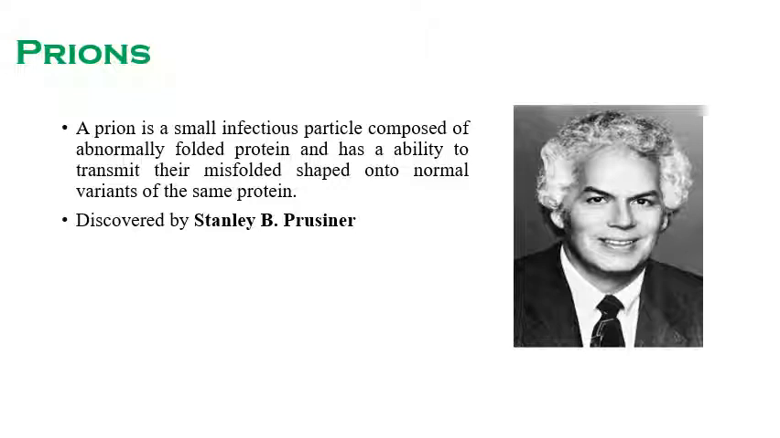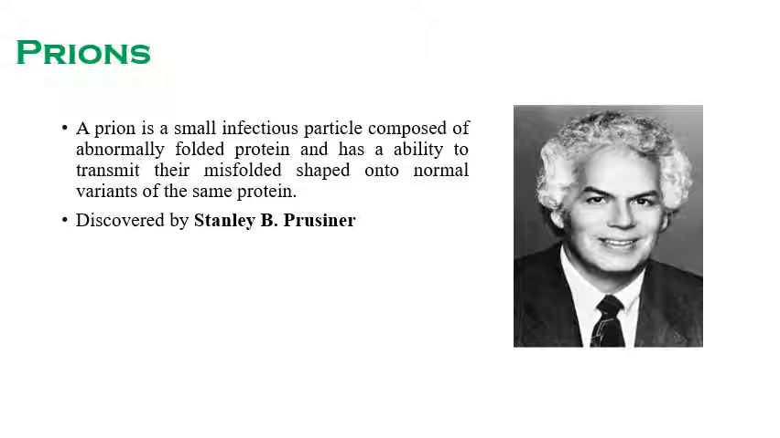The next one is prions. A prion is a small infectious particle composed of abnormally folded protein. It's not a pathogen. It is a malfunctioned protein. It is composed of folded protein and has the ability to transmit its misfolded shape into normal variants. Very simply, it is a malfunctioned or misfolded protein, and it has the ability to transmit its character into normal proteins.